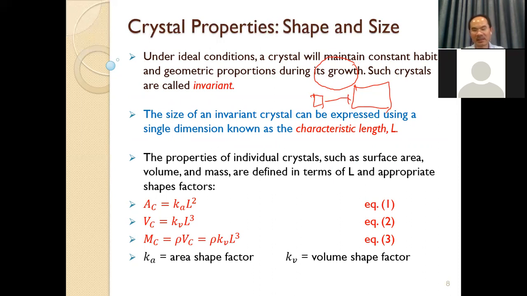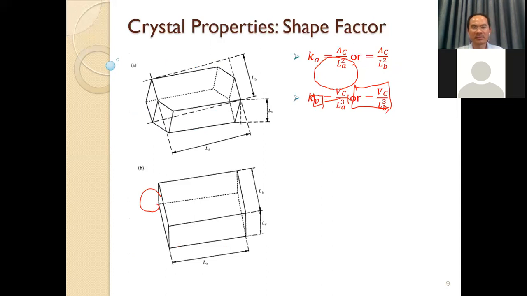We can represent the crystal size in terms of surface area, volume, and mass, defined in terms of the characteristic length L. For example, Ac is the surface area, equal to Ka multiplied by L squared. L squared has units of length squared, which is area, multiplied by the area shape factor. Volume is Kv L cubed, where Kv is the volume shape factor. From this relationship, we can calculate the mass by multiplying volume by density. And then, how to calculate the factor?